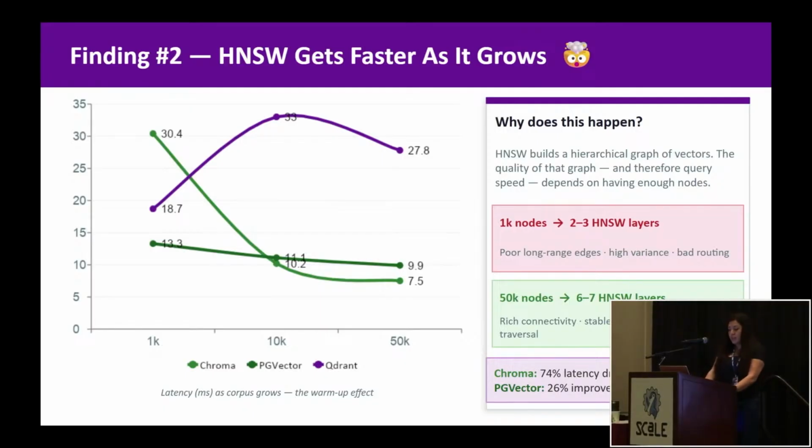This also explains why Quadrant's line dips and then recovers. It hits a local rough patch around 10K nodes as the graph is transitioning between layer configurations. To our knowledge, this warm-up effect on HNSW graph maturation has not been systematically documented in the literature at this scale. So that was a very interesting finding.